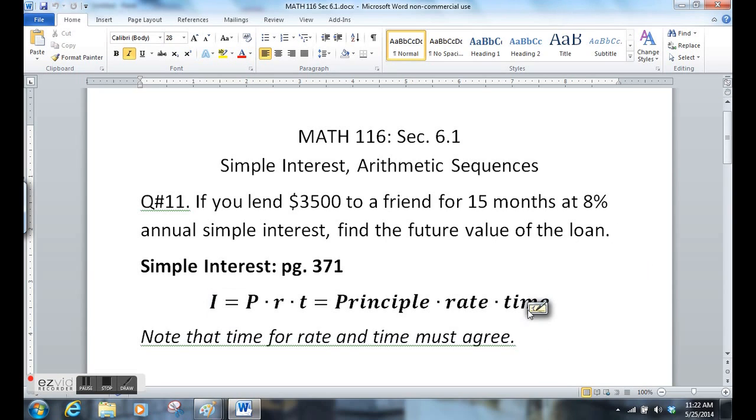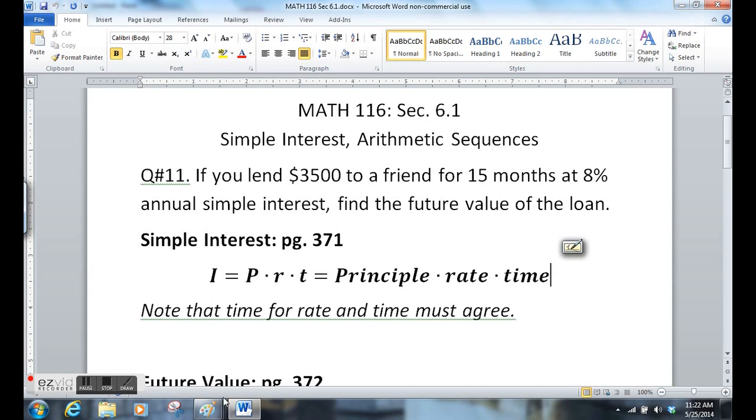Okay, so here's formula number 1 that you need to know. This is on page 371, and the formula is interest. This is I equals principal times rate times time, and this is for annual simple interest, so we're not compounding it. And note that the rate and time must agree. So if your rate is annual, your time has to be annual, or if your rate is monthly, your time has to be monthly. Okay, so let's work this one out.